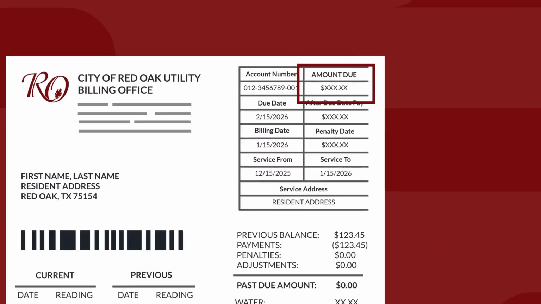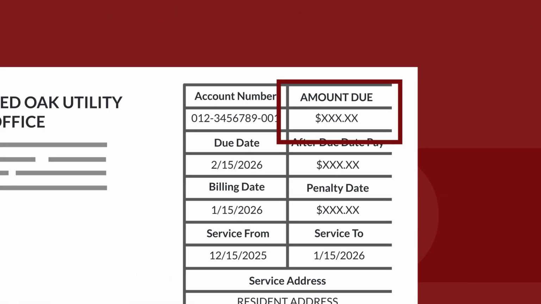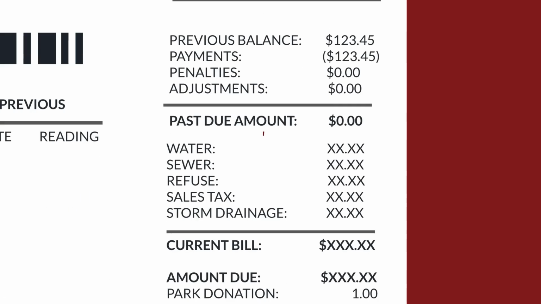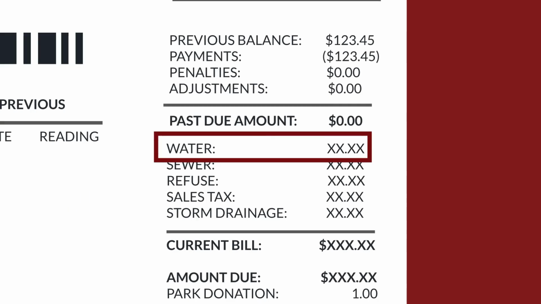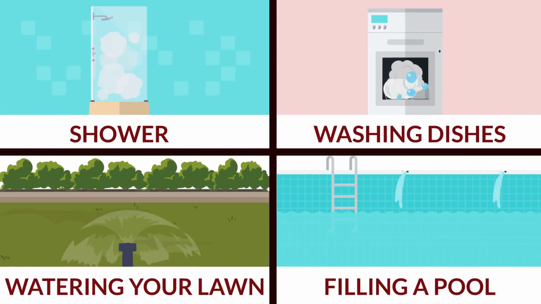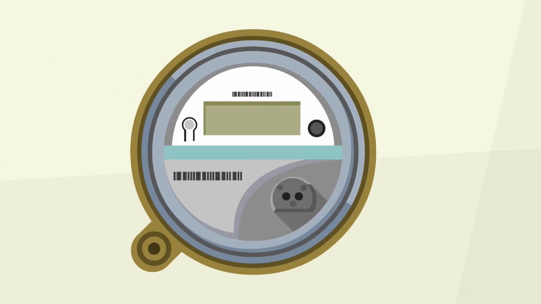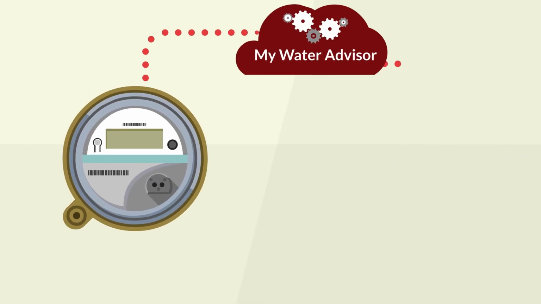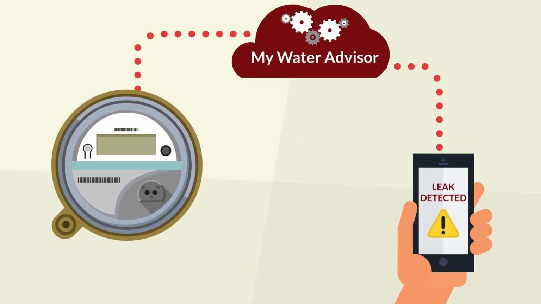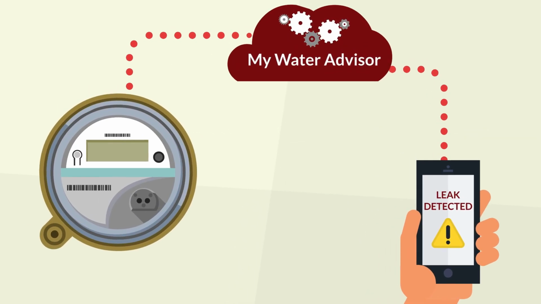Your amount due is made up of several different charges. Let's take a closer look at what each one means. The water charge is for all water used at your home. That means everything from taking a shower and washing dishes to watering your lawn or filling a pool. Most Red Oak homes have smart meters with leak alarms. With these, you can use My Water Advisor, a free online tool, to track usage and catch leaks early.